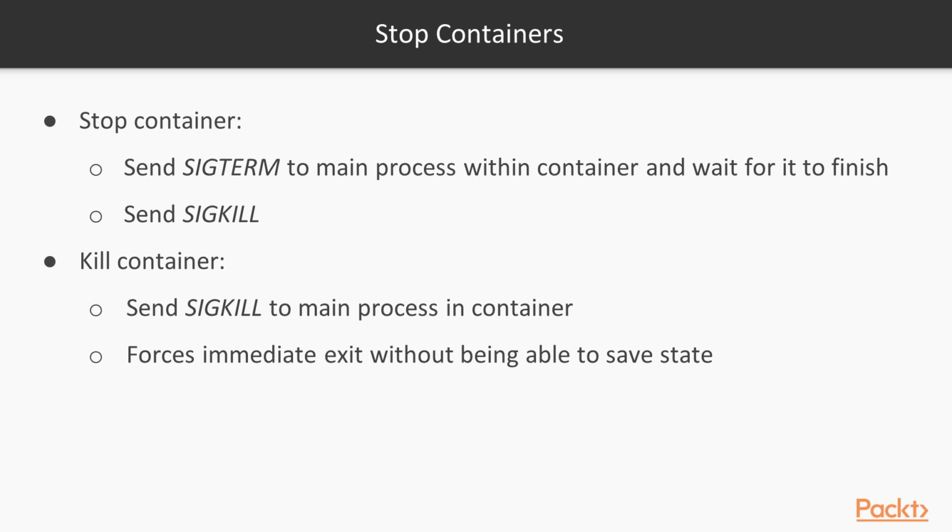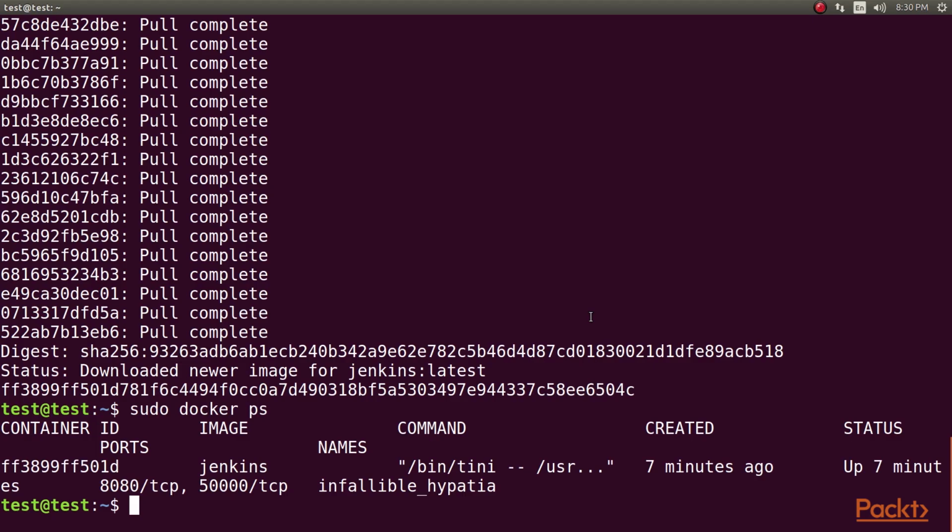The second option is kill the container. With the kill option, we send SIGKILL to the main process in the container, which forces an immediate exit without being able to save the state. In this case, which one you choose is irrelevant, but please be careful. When you're running in a production environment, make sure it's fine to kill a container. Before doing that, as with the stop option, we're giving the running software the option to save the current transactions and exit gracefully. In our case, I'm going to kill the container using the docker kill command.